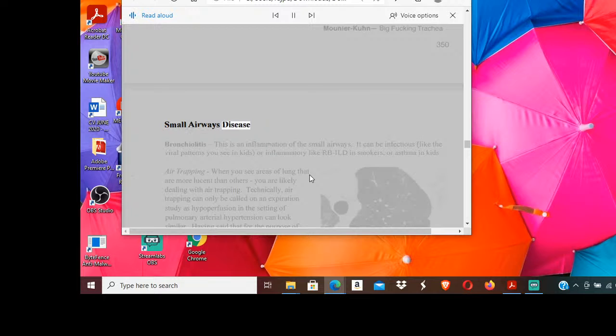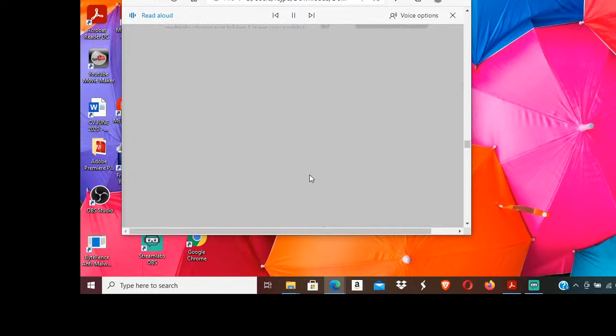Small airways disease. Bronchiolitis, this is an inflammation of the small airways. It can be infectious, like the viral patterns you see in kids, or inflammatory like RB-ILD in smokers, or asthma in kids. Air trapping: when you see areas of lung that are more lucent than others, you are likely dealing with air trapping. Technically, air trapping can only be called on an expiration study, as hypoperfusion in the setting of pulmonary arterial hypertension can look similar. Having said that, for the purpose of multiple choice test taking, I want you to think: 1.